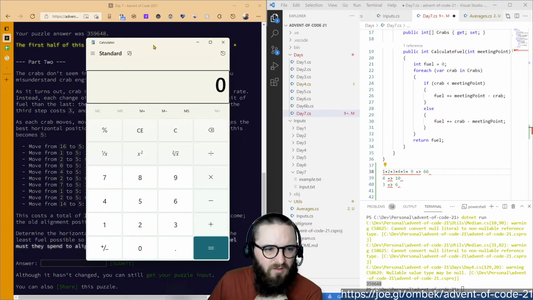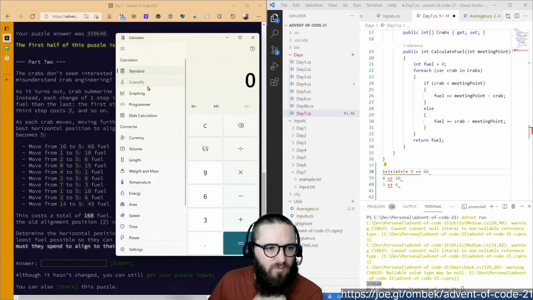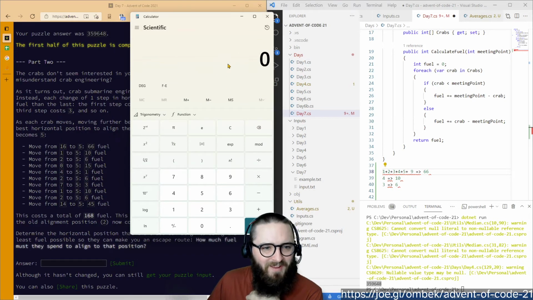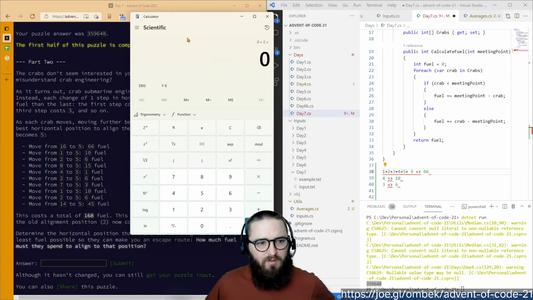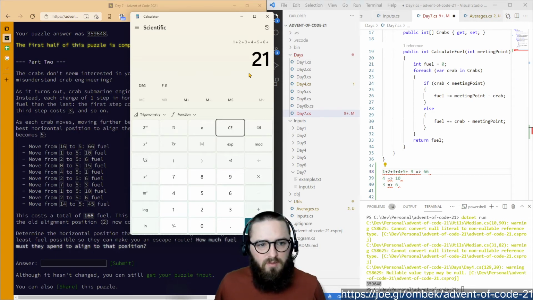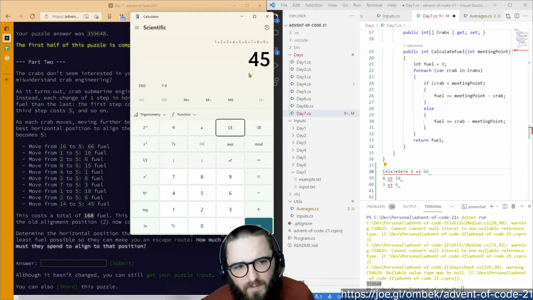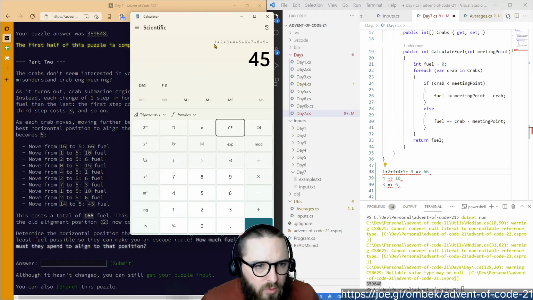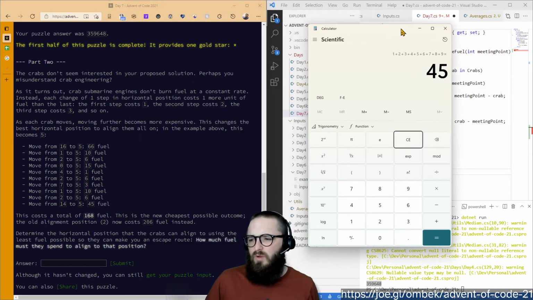Am I missing something? No, do you want standard? 1 plus 2 plus. Nah, that's not right. Clear, clear. 1 plus 2 plus 3 plus 4 plus 5 plus 6 plus 7 plus 8 plus 9. 45. That's 1 move, 2 moves, 3 moves, 4 moves, 5 moves, 6 moves, 7 moves, 8 moves, 9 moves. Why is that 66 then?